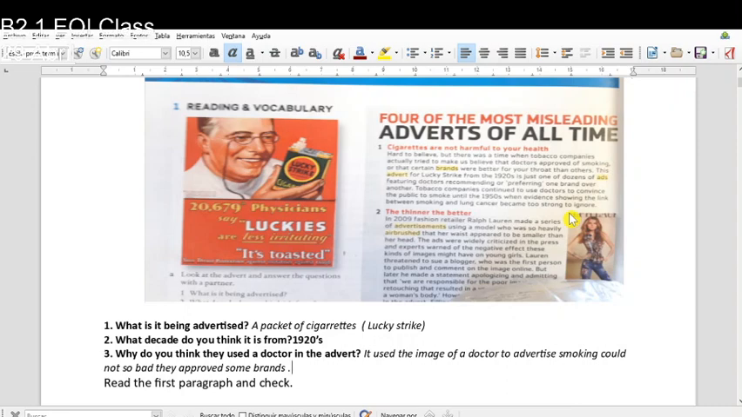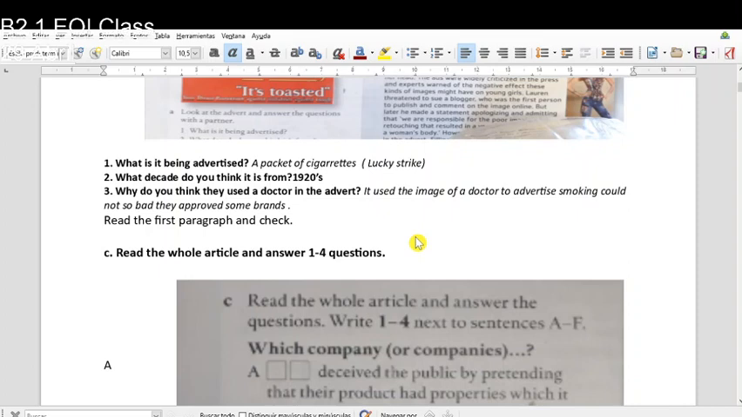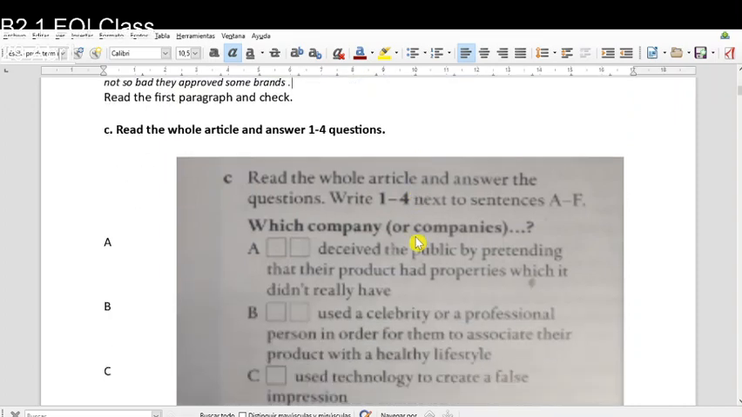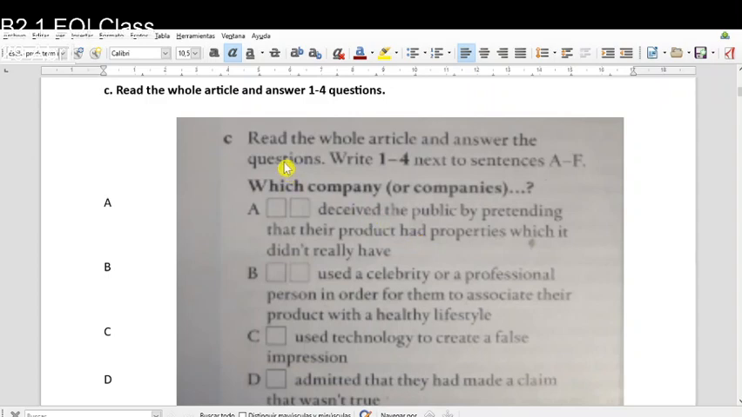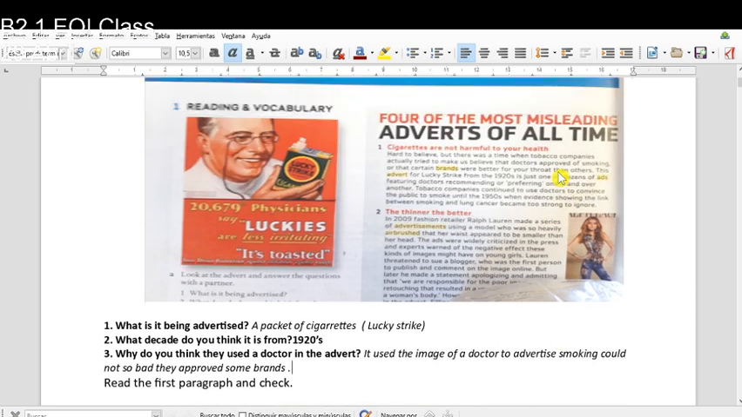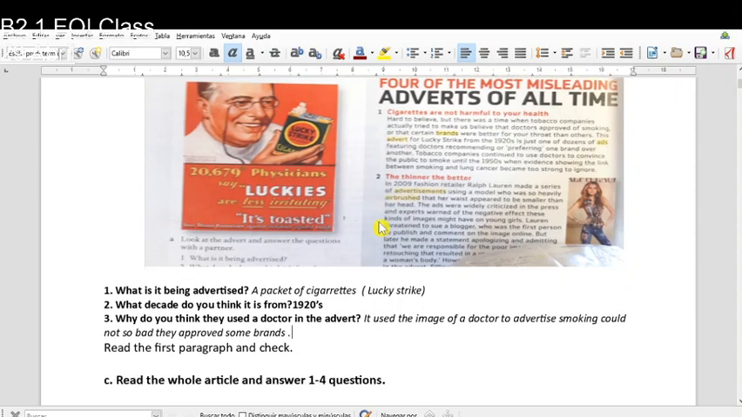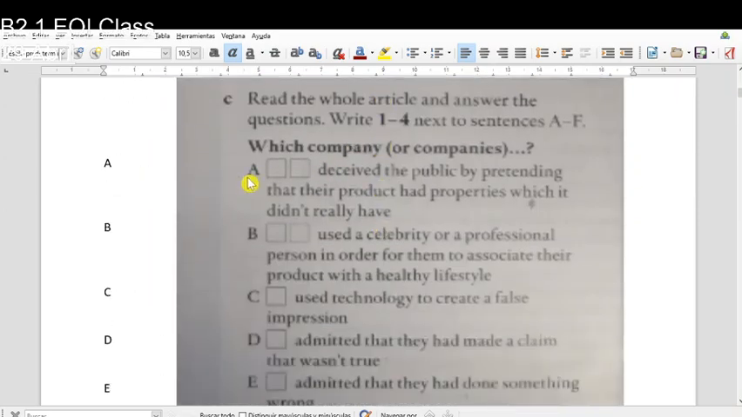I would like, while we are reading, to focus on these highlighted vocabulary, because we are going to do different kinds of exercises. Read the whole article and answer the questions. Write 1 to 4 next to sentences A to F, because the reading is divided into 4 paragraphs, 4 different advertisements. So, adverts. So, you have to say, for example, which company or which companies A deceived the public by pretending that their product had properties which it didn't really have.